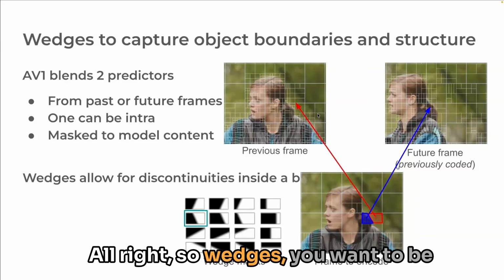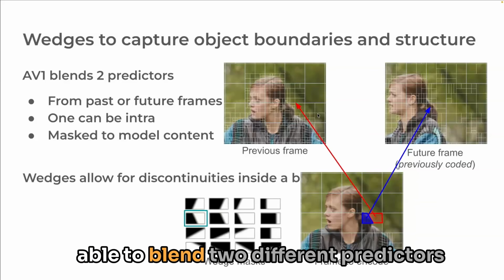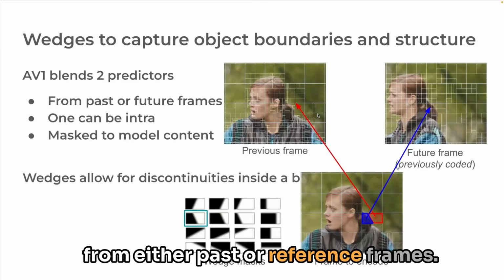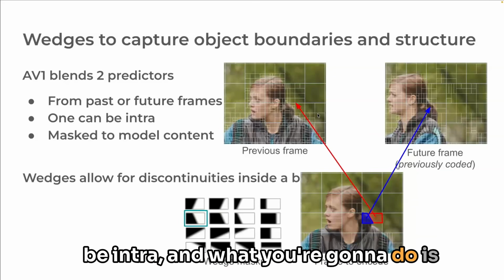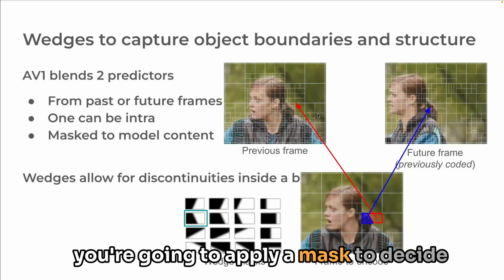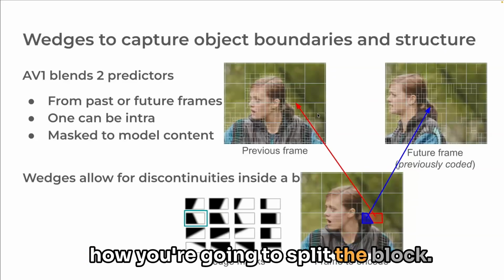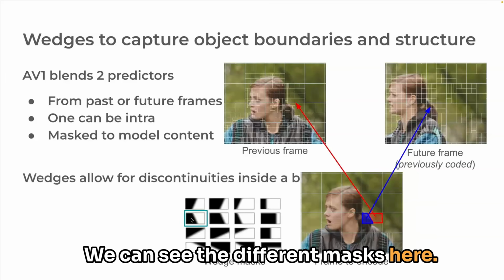All right, so wedges. You want to be able to blend two different predictors from either past or reference frames. You can have one of the predictors be intra, and what you're going to do is you're going to apply a mask to decide how you're going to split the block. We can see the different masks here.